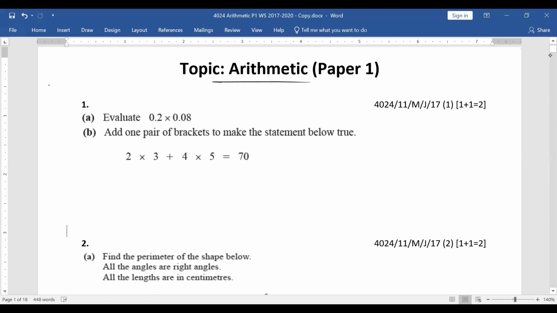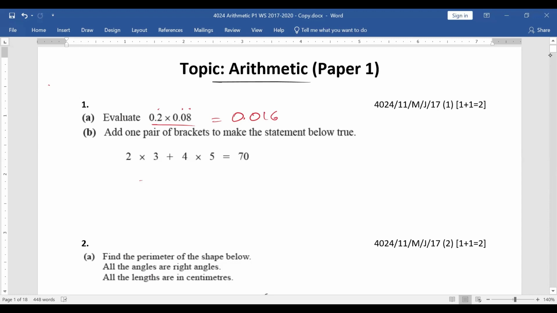Evaluate 0.2 times 0.08. Very easy. Just remove the decimal and multiply 2 times 8. 2 8s are 16. And now count the decimal places: 1, 2, 3. So the decimal goes in, and we get 0.016.